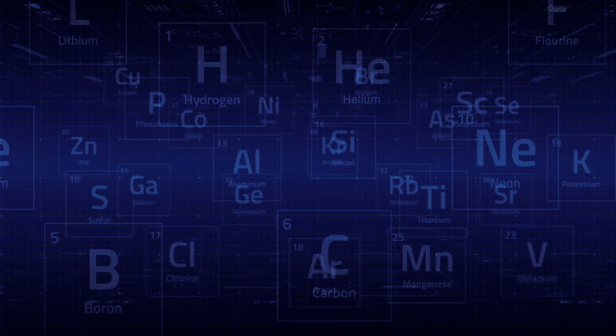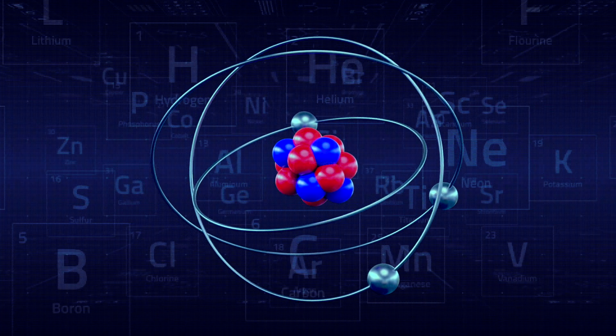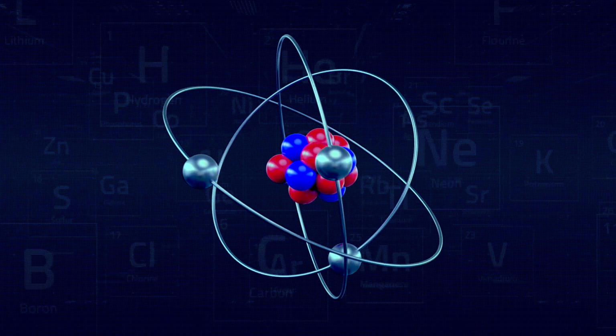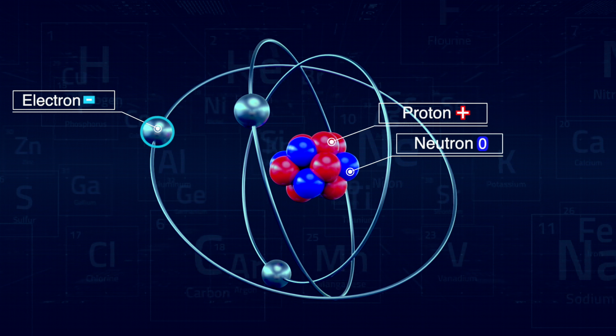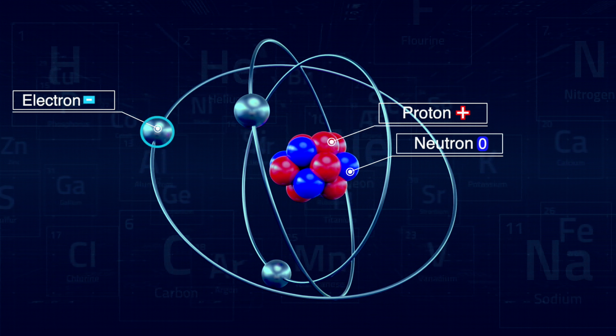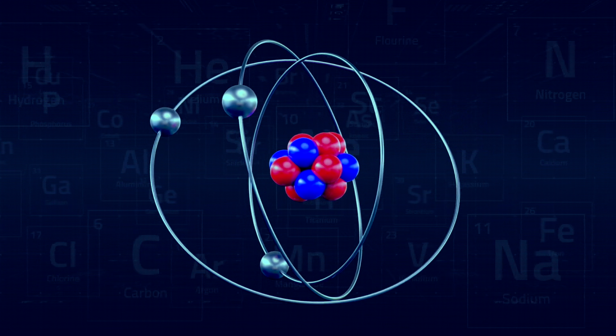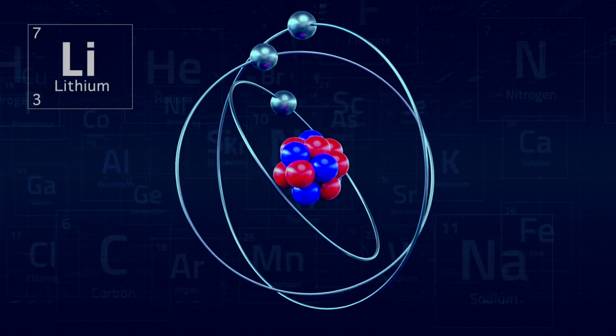So there we have it. That concludes our video on atoms. You would have learnt about the structure of atoms. You also would have learnt about the role of electrons in forming ions, as well as how an atom's composition can be decoded using the information on the periodic table.